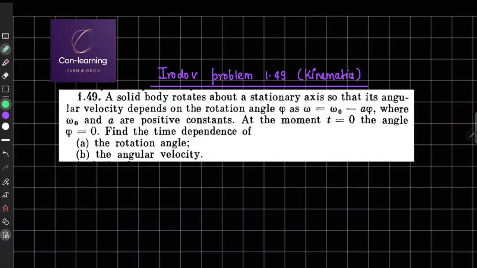Hello everyone. In this video, we are going to solve problem number 1.49 from Irodov, which is related to kinematics. Let us first read out the problem and then we will solve it step by step. A solid body rotates about a stationary axis so that its angular velocity depends on the rotation angle phi as omega is equal to omega naught minus a phi, where omega naught and a are positive constants.